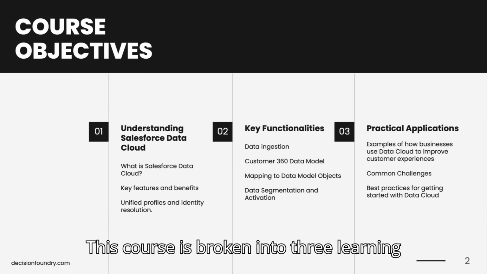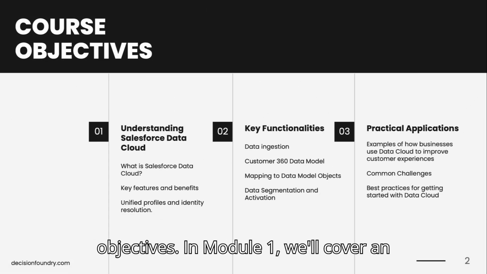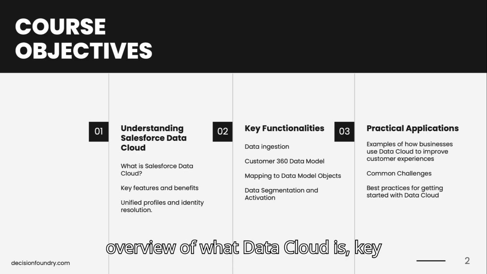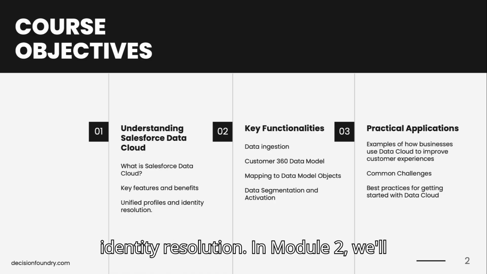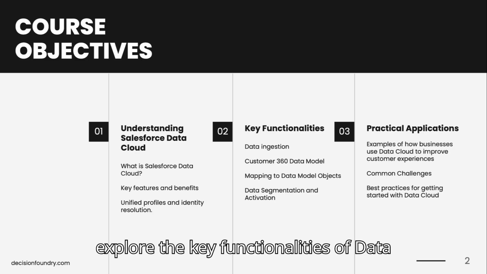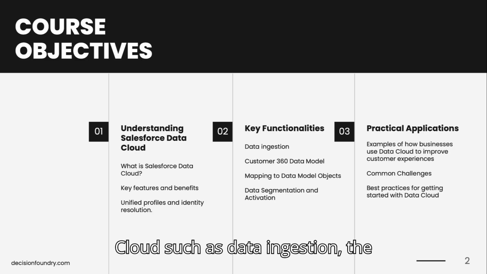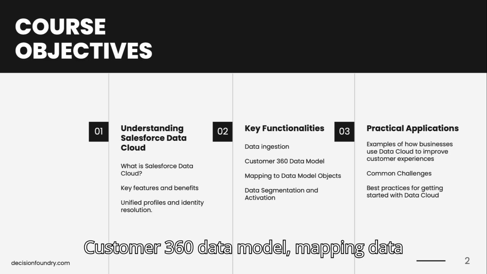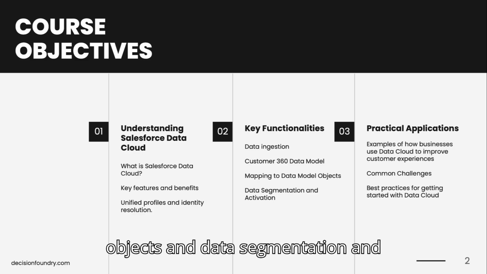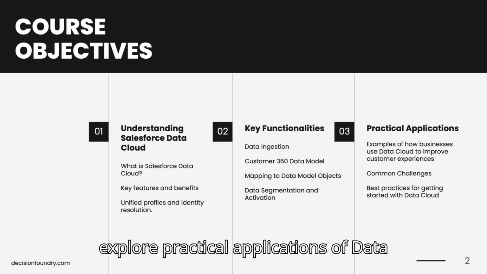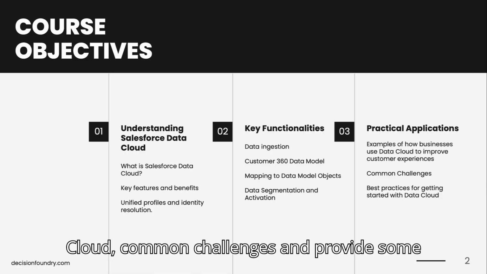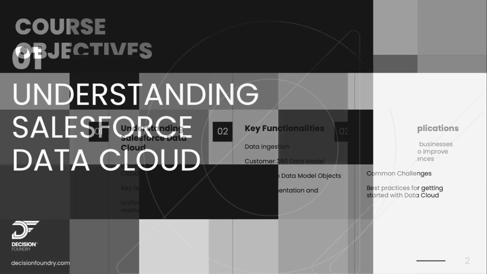This course is broken into 3 learning objectives. In Module 1, we'll cover an overview of what Data Cloud is, key features, benefits, and discuss what is identity resolution. In Module 2, we'll explore the key functionalities of Data Cloud, such as data ingestion, the Customer 360 data model, mapping data objects, and data segmentation and activation. Lastly, in Module 3, we'll explore practical applications of Data Cloud, common challenges, and provide some best practices.